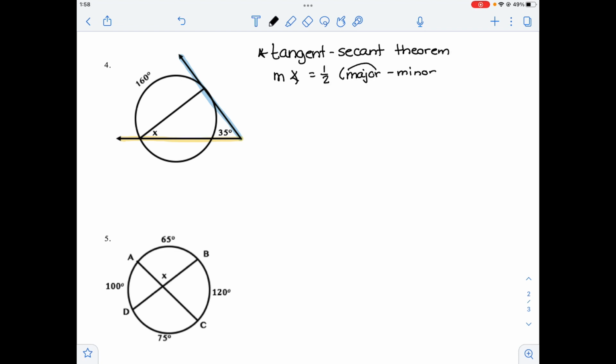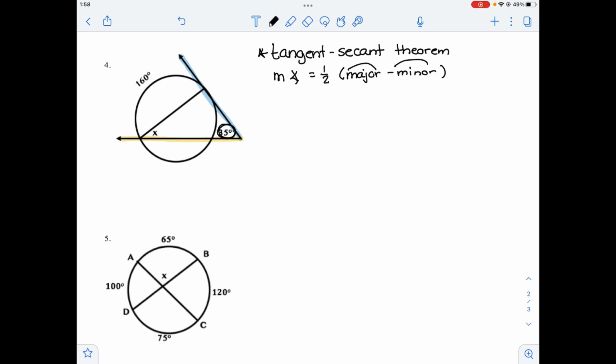So when we talk about this tangent secant theorem, we know that the measure of an angle is equal to 1/2 times the major minus the minor. Now we're talking about this angle that is out here on the outside, that is made up by this tangent and secant. So we already know the measurement of the angle. What it's asking us to find is this x over here. So we've got to find some other pieces to be able to know.